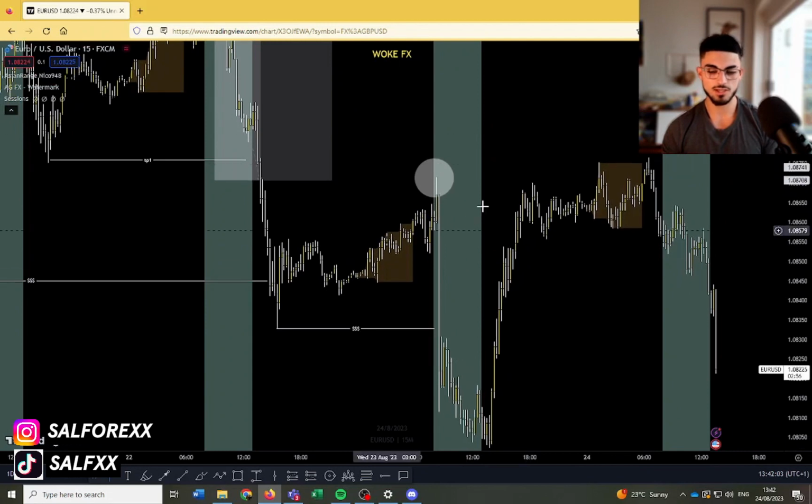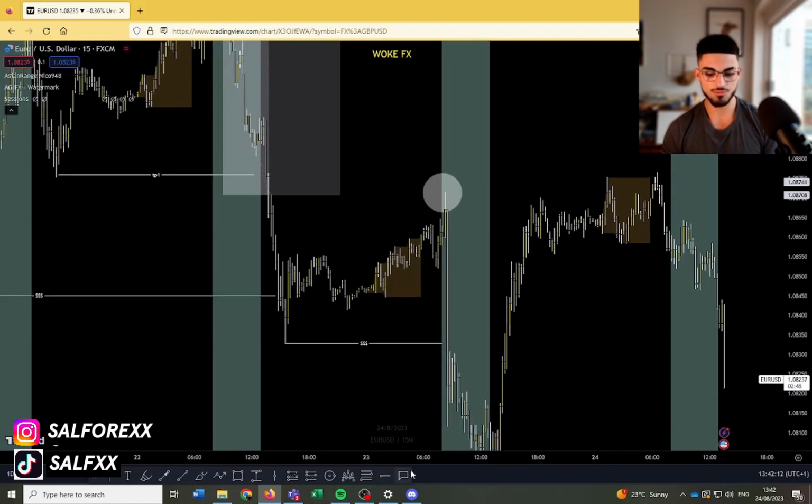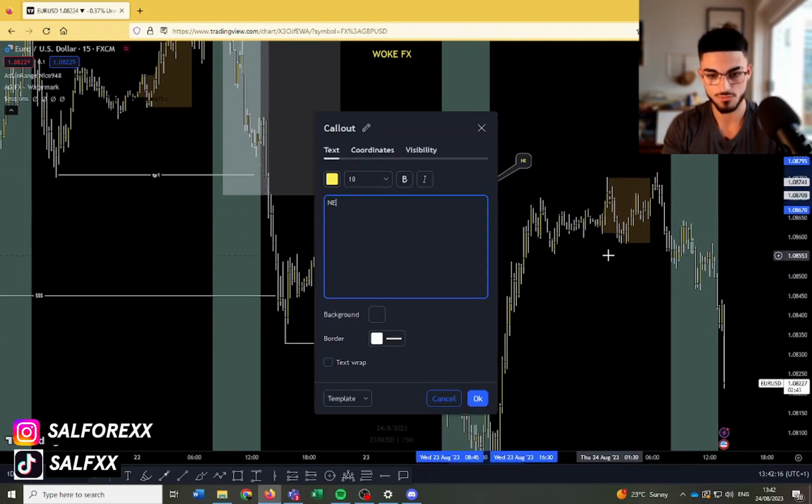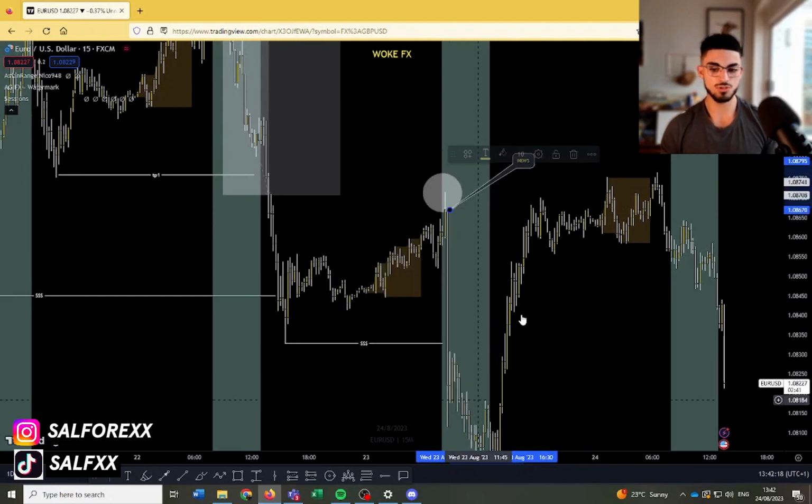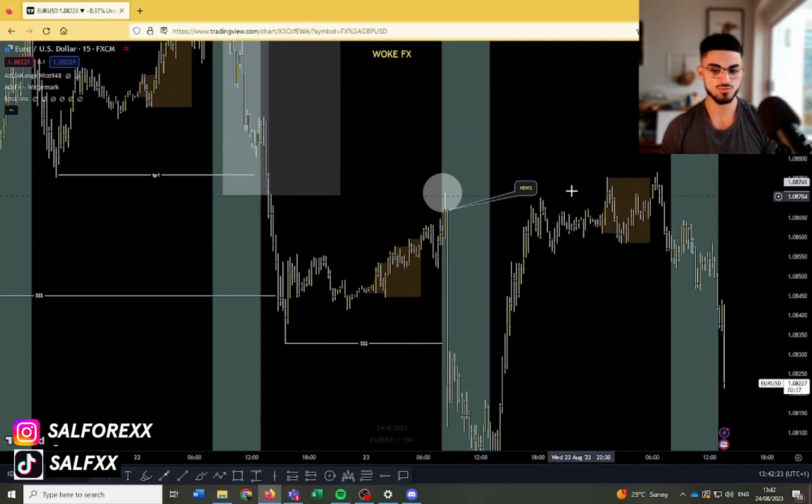You can see here, yet again, price comes into London session, and at 8 AM we see the move down to target this liquidity here. This was definitely because of news. So sometimes what you'll see is that news will actually do the move for you, and sometimes you won't be able to catch the position because it happens so fast, and that is what happened on this day.